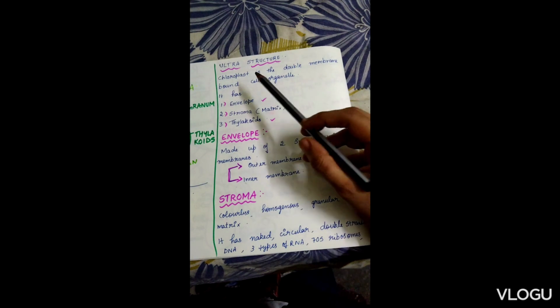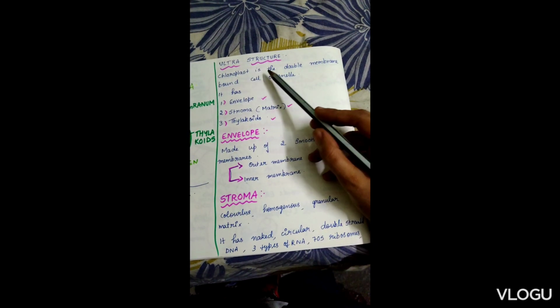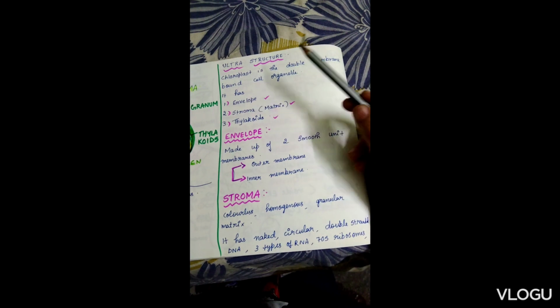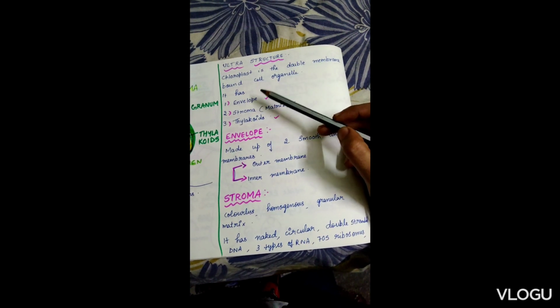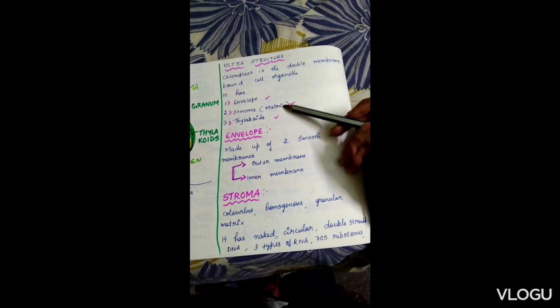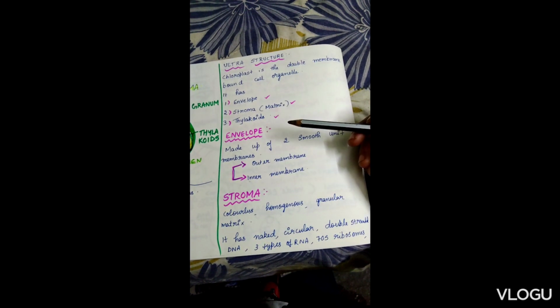Okay, see here, ultra structure of chloroplast. It is a double membrane structure. You already know by seeing the picture, you can tell now it is a double membrane structure. What all is it having? Let us divide it into three structures, that is envelope, stroma and thylakoids.